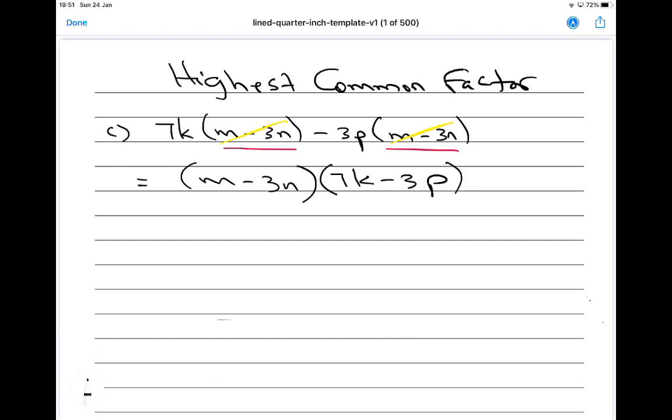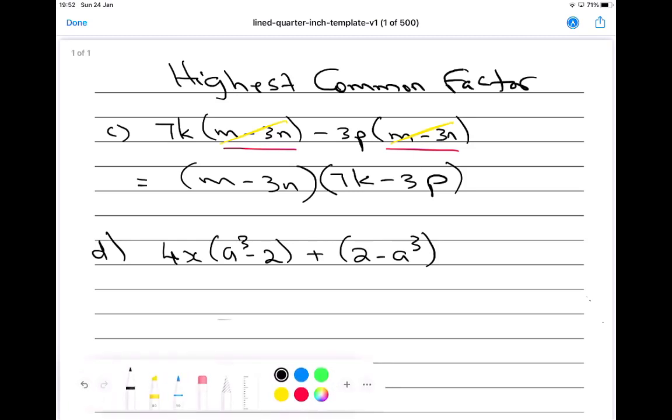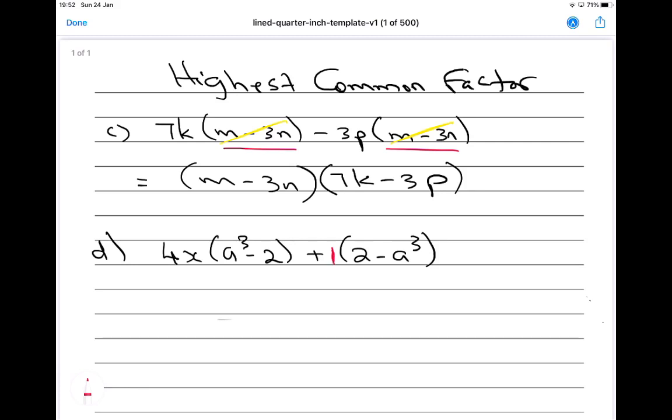Let's look at another example. All right, 4x is multiplied by a cubed minus 2. That's one term, plus in brackets 2 minus a cubed. That's another term. So we are factorizing. If you don't want to make a mistake, remember outside this bracket there is a 1 there. So you really can squeeze in the 1 there so that you know there is a 1. Many people make a mistake there.